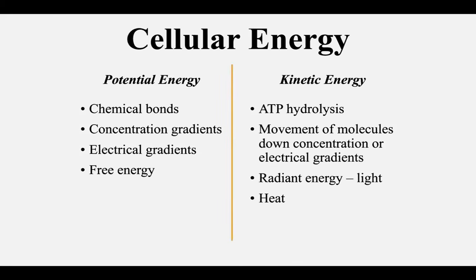So first, we have to start off with what potential energy and kinetic energy is. Potential energy is what most people refer to as static energy. It's the energy stored within your chemical bonds. It's the energy found in concentration gradients, electrical gradients, and it's commonly referred to as your free energy that'll eventually be used up for kinetic energy. Kinetic energy, typically found in ATP hydrolysis. It's the movement of molecules down a concentration or electrical gradient. Radiant energy in light is considered kinetic energy, and heat as well.